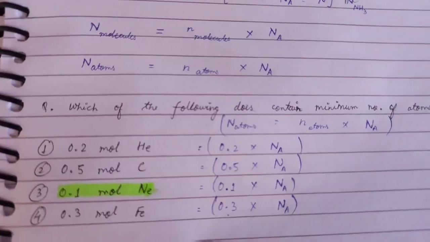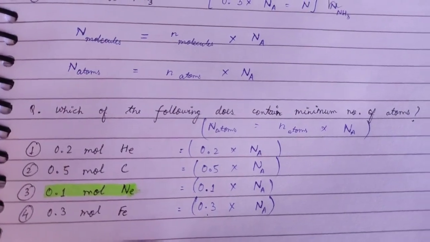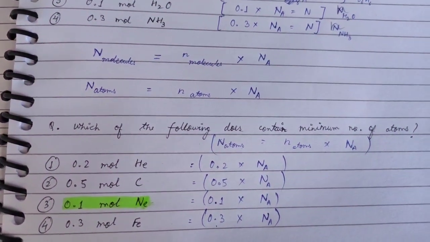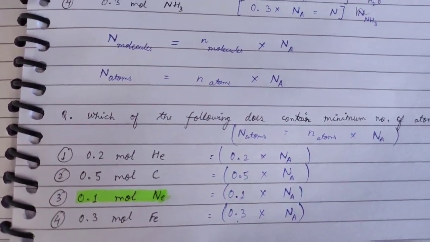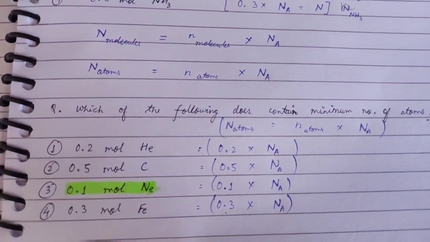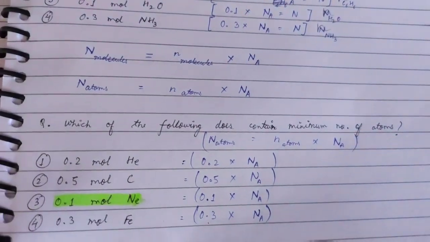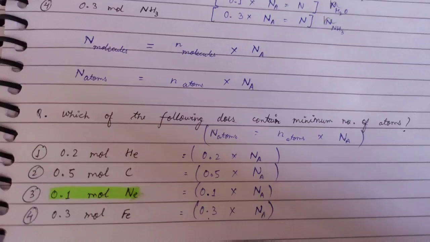Okay. Now see this question. We have to find which of the following contains the minimum number of atoms. 0.2 mole of He, 0.5 mole of C, 0.1 mole of Ne, 0.3 mole of Fe. So first we have to see whether all the given options are atoms or not. So He, C, Ne and Fe, all these four are atoms.